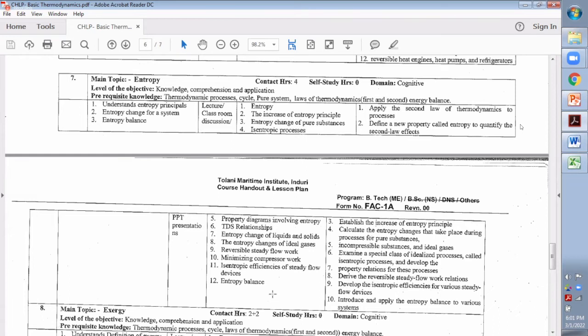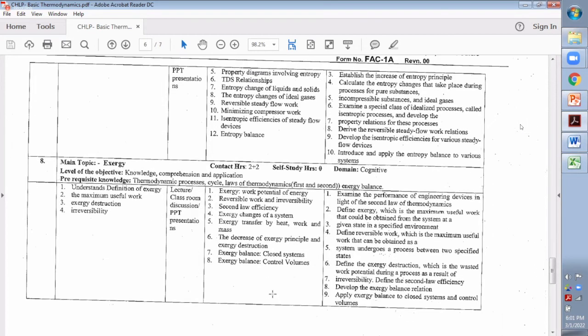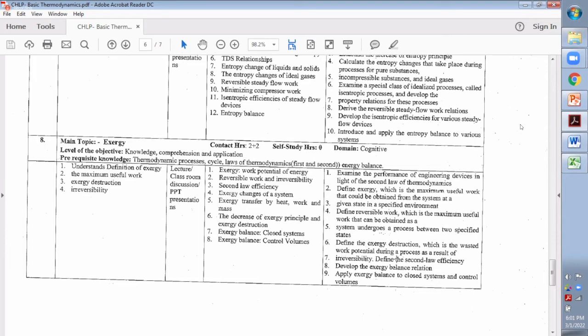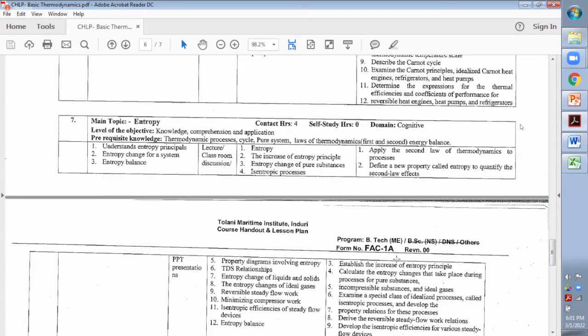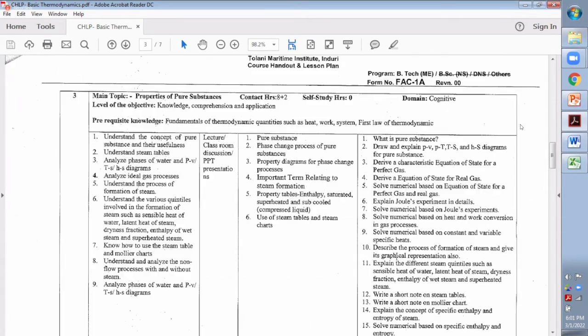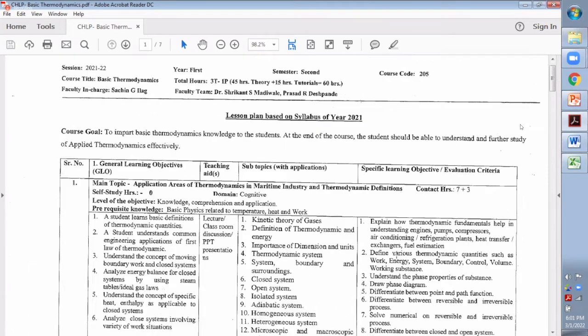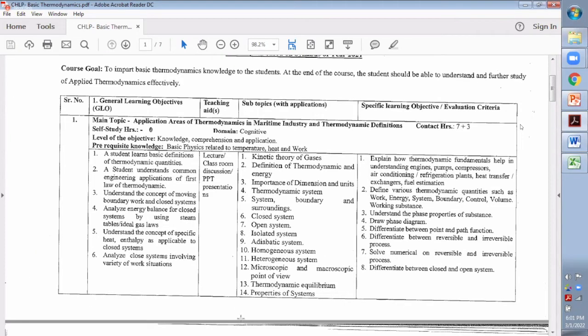And at last, we need to concentrate on exergy, that means the available form of energy, where we are able to convert heat into useful work. That is basically called availability, so exergy is also called availability. So we have a total of 8 units, and for each and every unit, the evaluation criteria is mentioned.